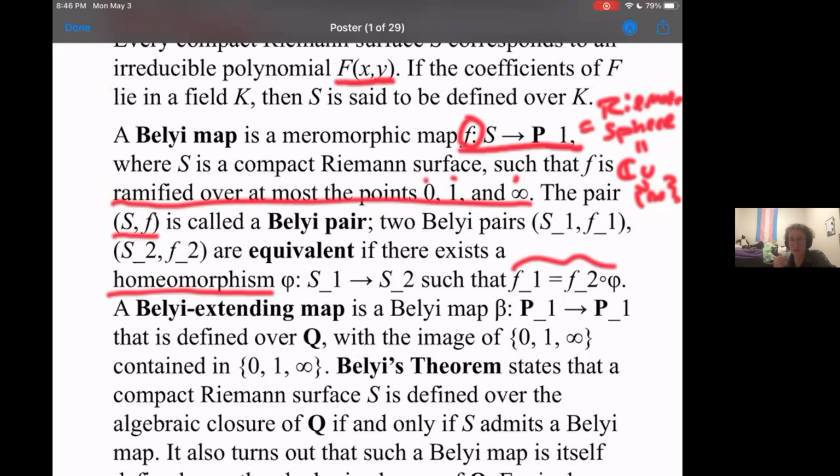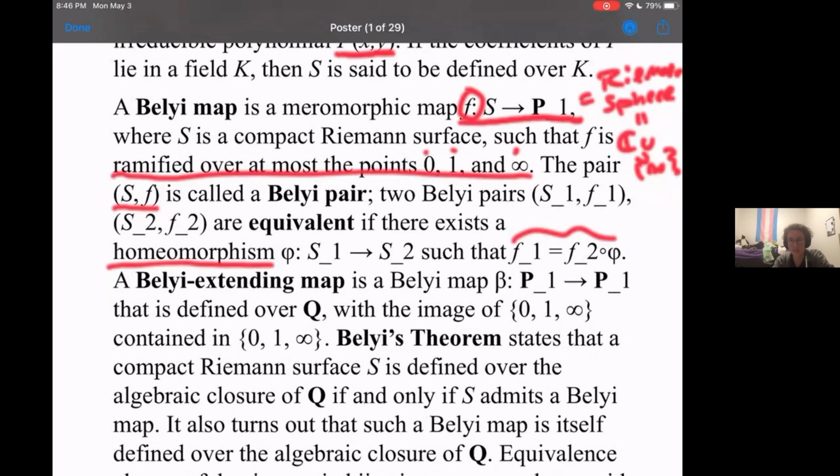And furthermore, now we want to talk about one of the main focal points of this project that I worked on, which is a special type of Belyi maps called Belyi-Extending maps. These are Belyi maps from P1 to itself that are defined over the rational numbers. Furthermore, when we have a Belyi-Extending map, the image of the set {0, 1, infinity} will be contained in {0, 1, infinity}. Before, in just a regular Belyi map, we would be allowed to map 0, 1, and infinity to anywhere we want. But for a Belyi-Extending map, 0, 1, and infinity have to be mapped to some other point in the set {0, 1, infinity}.